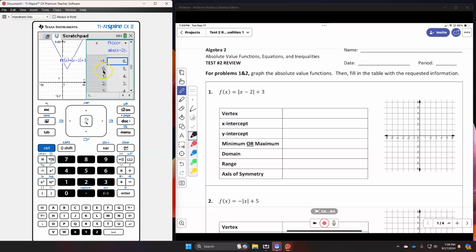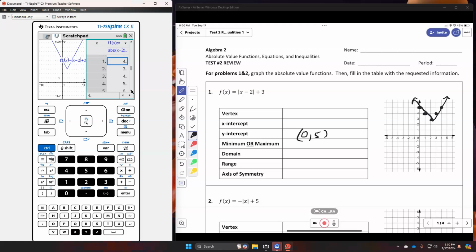And we notice that (0, 5) is the y-intercept. So I'm going to write (0, 5). (0, 5) is the y-intercept. I also have (1, 4), and then I have (2, 3). I also have (3, 4), and I can move this table down, (4, 5). So there's our absolute value graph.